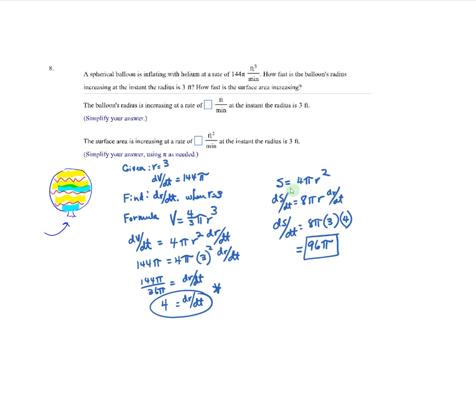And then the formula for surface area is 4 pi r squared. If we take the derivative, we got dS/dt equals 2 times 4, 8 pi r dr/dt. We're going to put in, we found dr/dt, so 4 goes there, 3 is your radius, multiply all of those, and so dS/dt is 96 pi. That is what goes there.